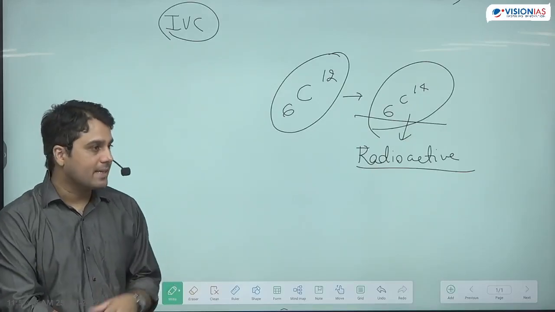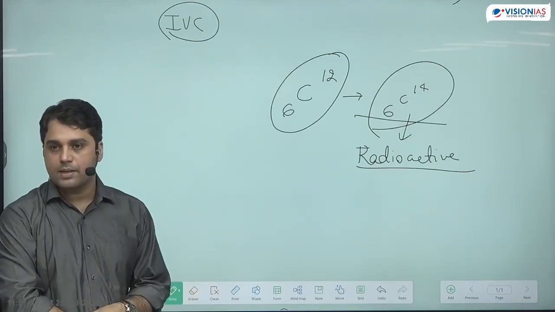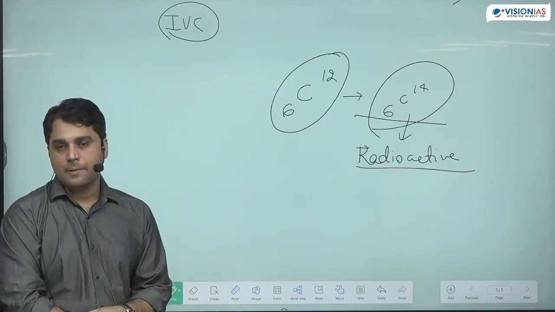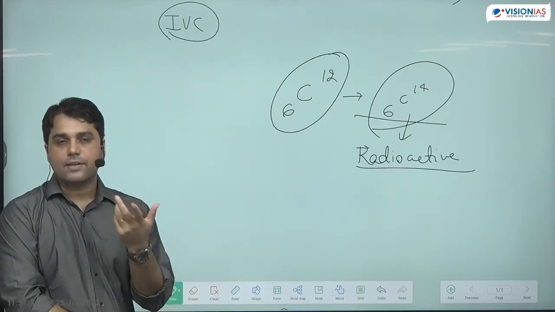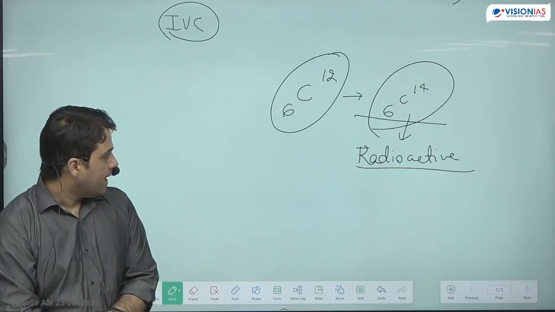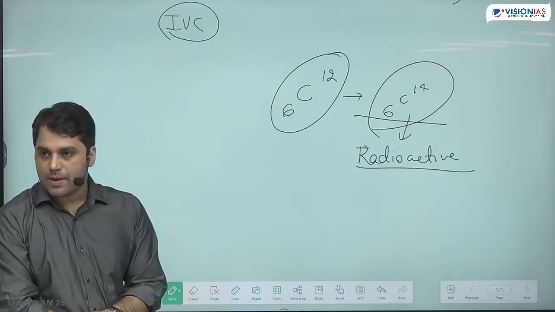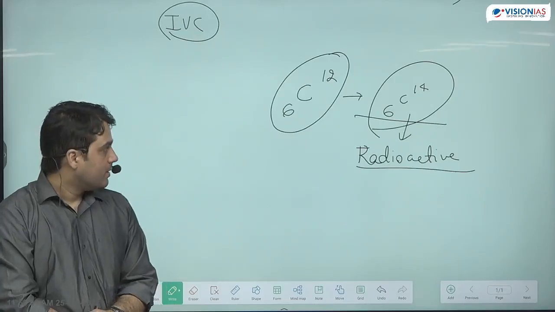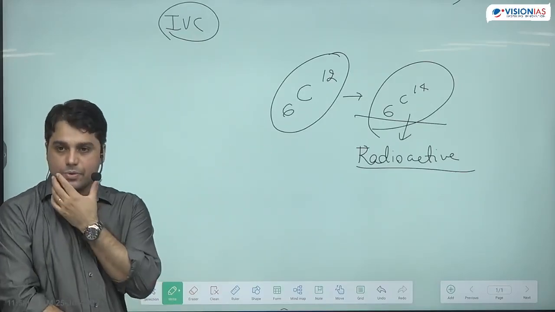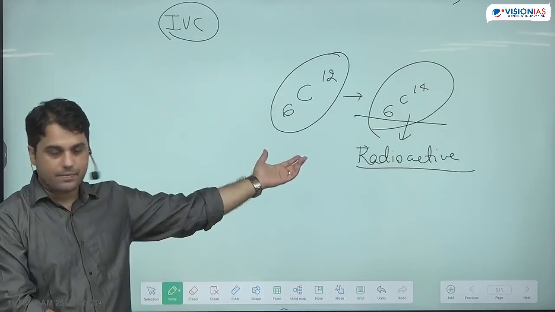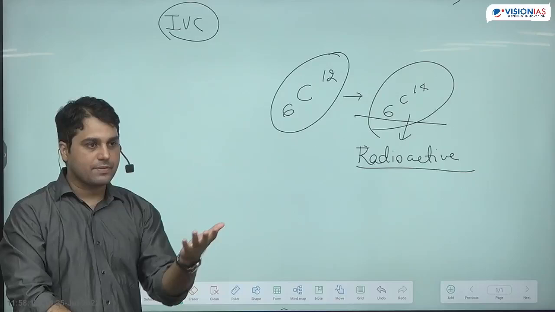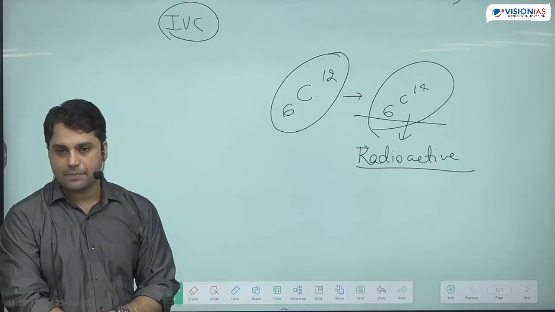They disintegrate. So in the disintegration process, what happens? They will emit certain particles, for example, either an alpha particle, beta particle or gamma particle. This process of emission is called radioactivity, right? So for example, 6C14 emits a beta particle and converts into nitrogen-14. Nitrogen has atomic number 7 and atomic mass 14.